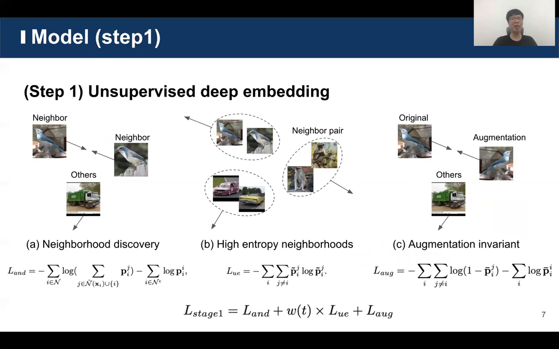We implement three kinds of losses. First, AND loss for neighborhood discovery. Second, UE loss for high entropy neighborhoods. And AUG loss, finally, for augmentation invariance. These losses are simultaneously optimized from the L2 normalized embedding with adjustment weights to train our stage 1 model.